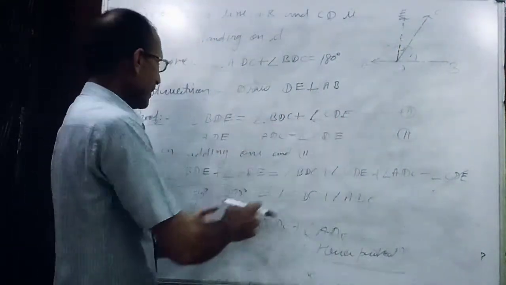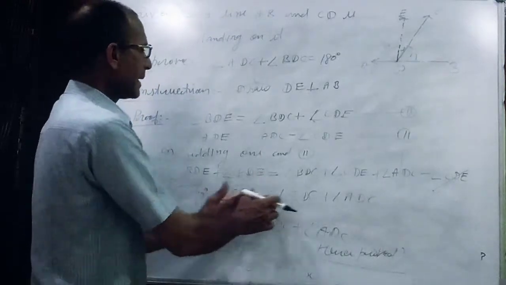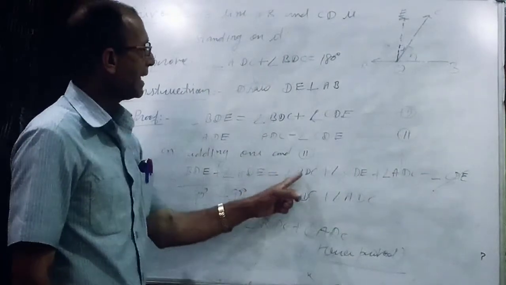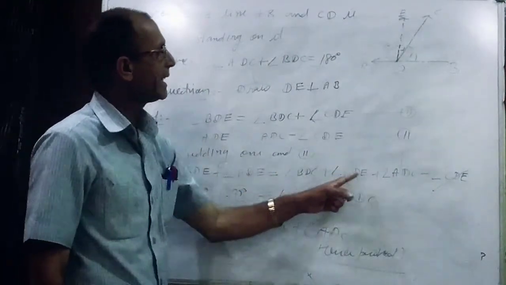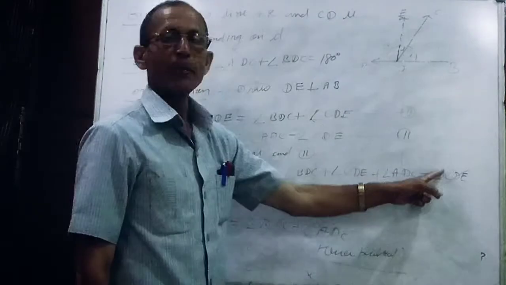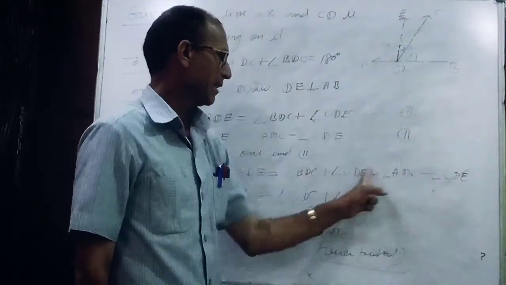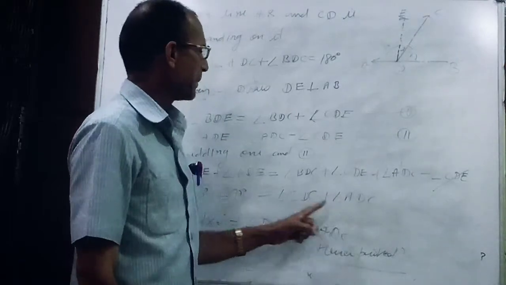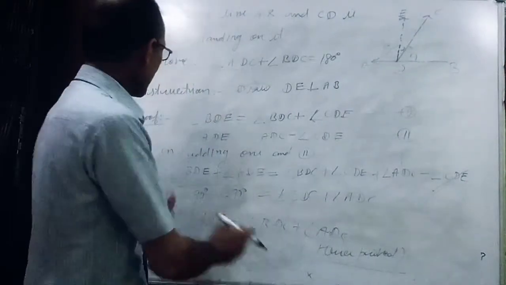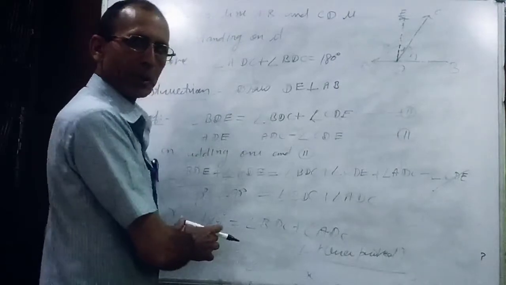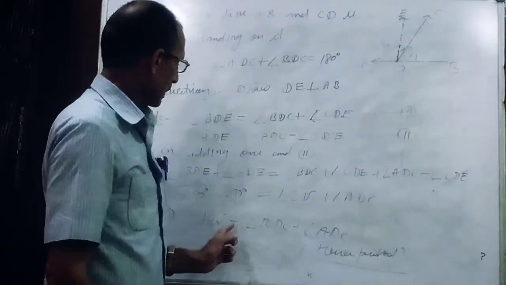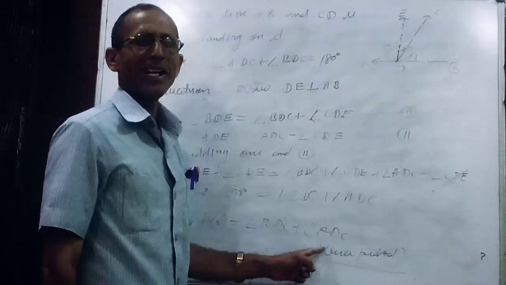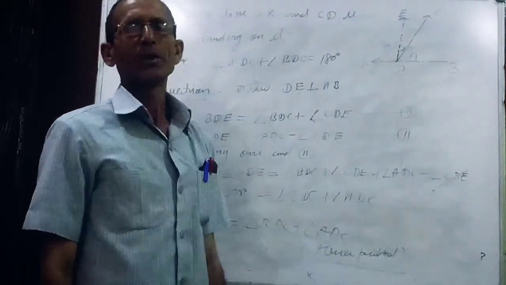So on adding 1 and 2, I got 90 plus 90 is equal to, sorry, I got angle BDE plus angle ADE this side, and angle BDC plus angle CDE plus angle ADC minus angle CDE. One minus and one plus, so they will cancel. After that, I got angle BDC plus angle ADC. So this side 90 plus 90 total will be 180, so it will be equal to angle BDC plus angle ADC. Hence proved. This is all for today.